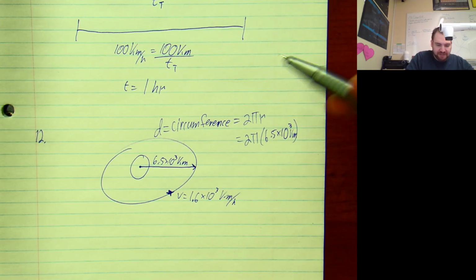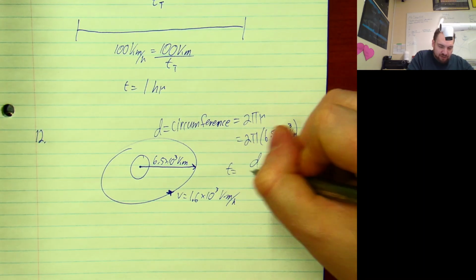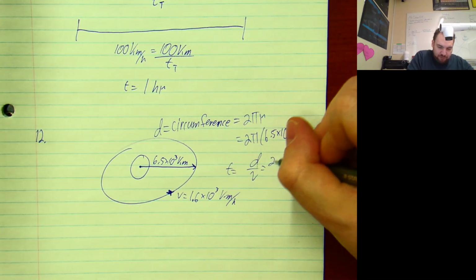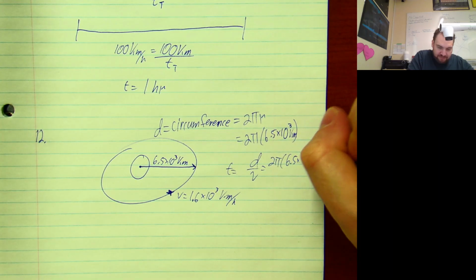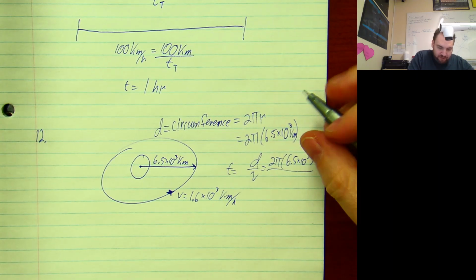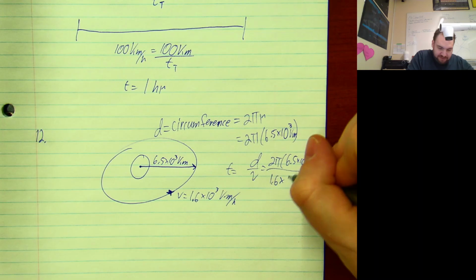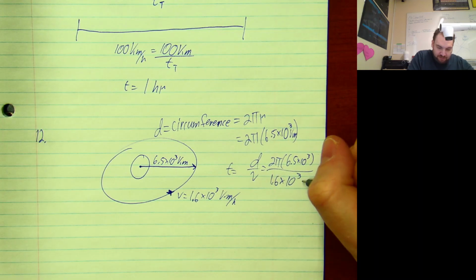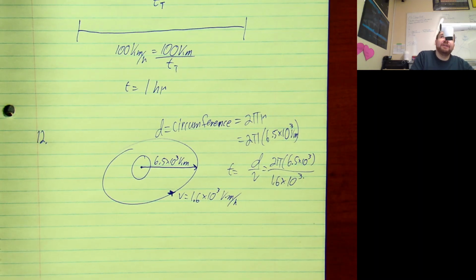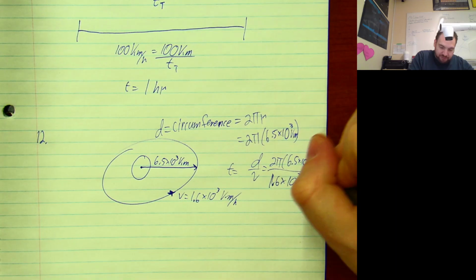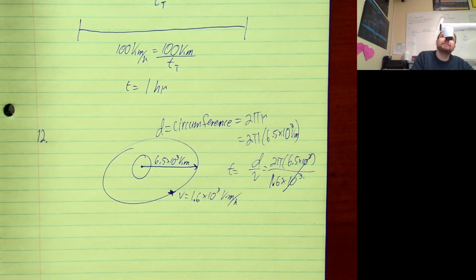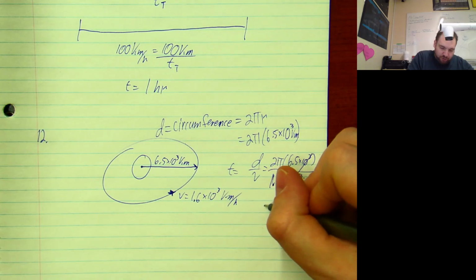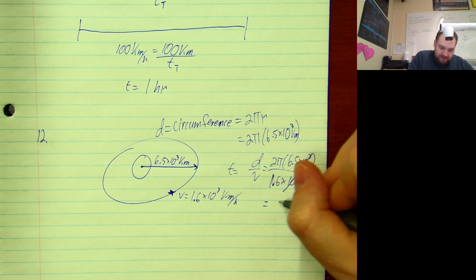Yeah, it's given to us in kilometers, and this is kilometers per hour. We can just use this exactly as it's written. T equals d over v. So that's going to be 2 pi times 6.5 times 10 cubed over 1.6 times 10 cubed. The nice thing here is those 10 cubes are going to cancel. So if you actually shove it in before you start calculating numbers, it is going to end up looking a little bit nicer.